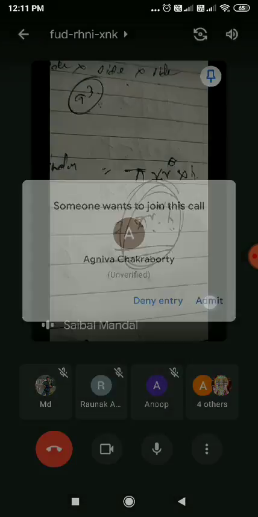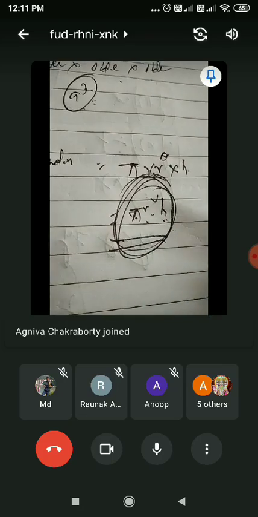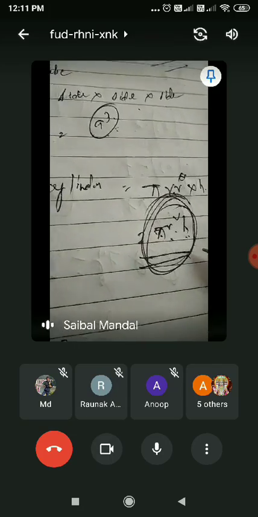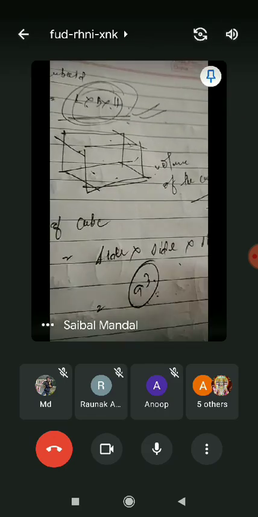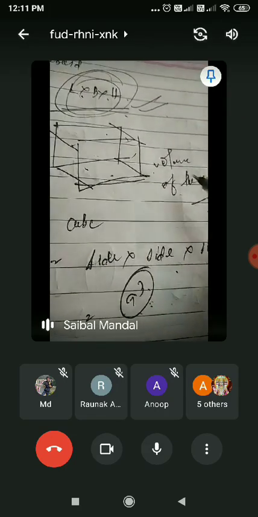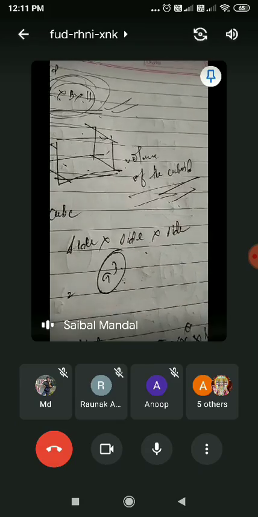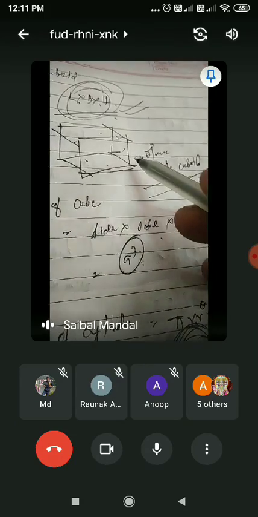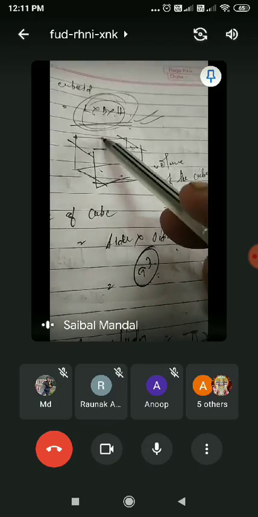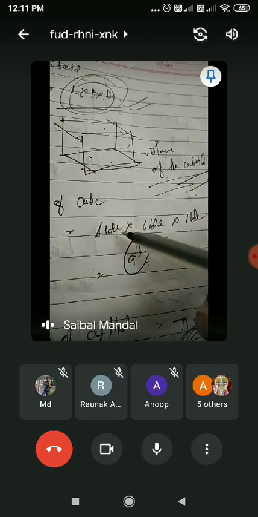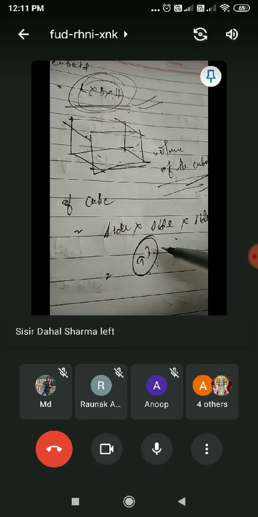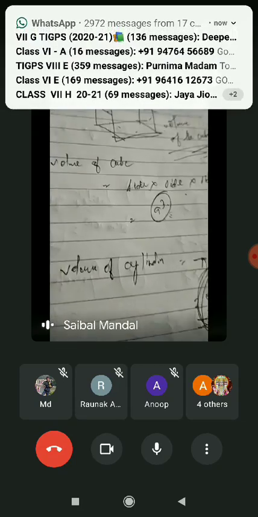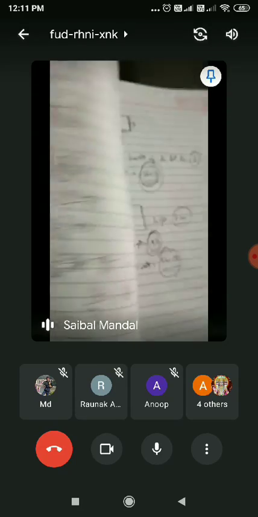So here it's pi r square h. What's the formula of volume of cylinder? Pi r square h. And this is the volume of cuboid: length into breadth into height, L into B into H. And the volume of cube was side into side into side, A cube. A is any measure, and with the cube it is A cube.